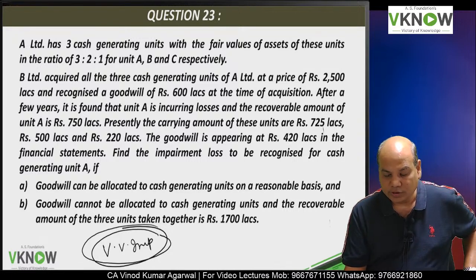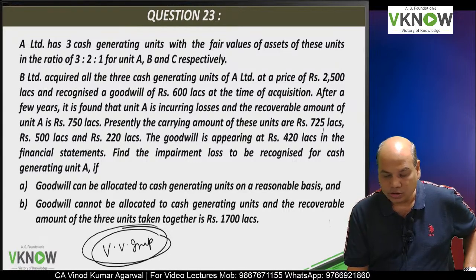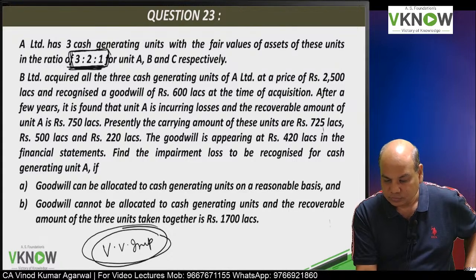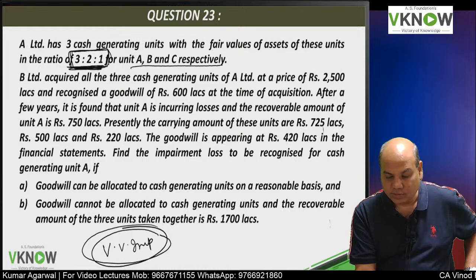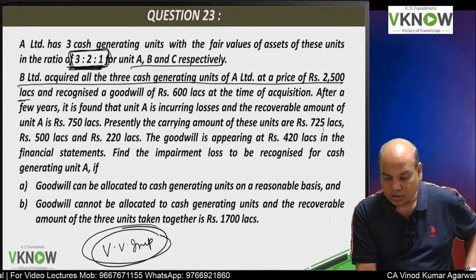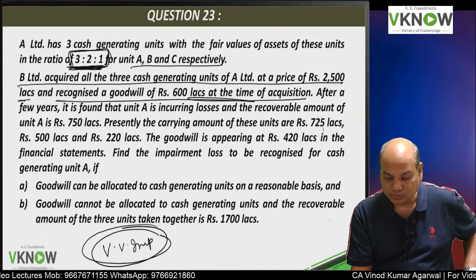A Limited has 3 cash generating units with the fair value of the assets of these units in the ratio of 3:2:1. Underline. This is a hint given for allocation of goodwill. For 3 units A, B and C, A acquired all 3 CGUs at a price of 2,500 lakhs and recognized a goodwill of 600 lakhs at the time of acquisition.